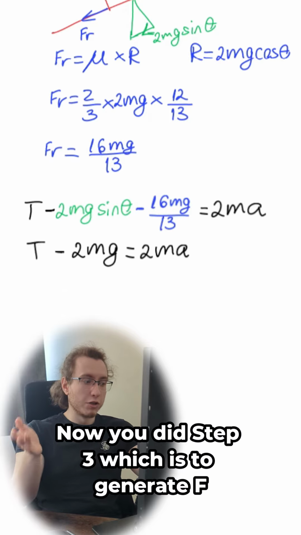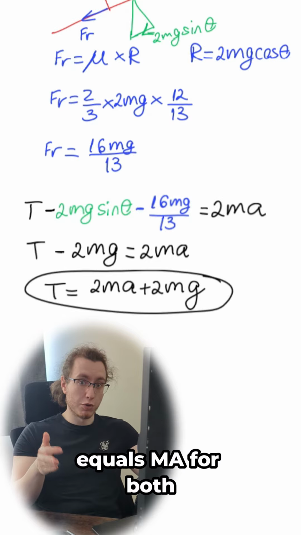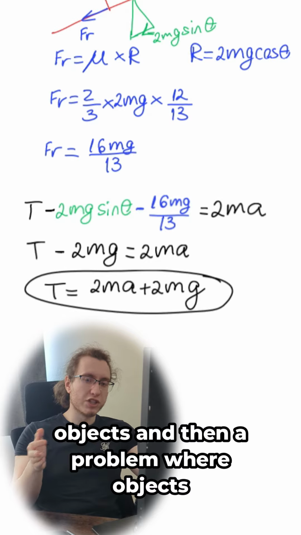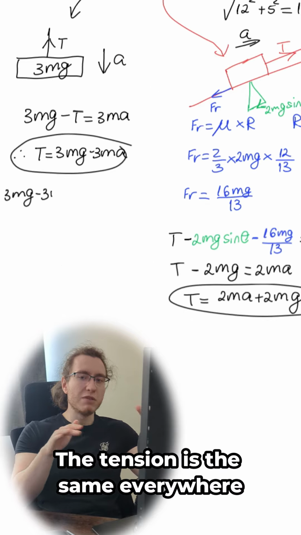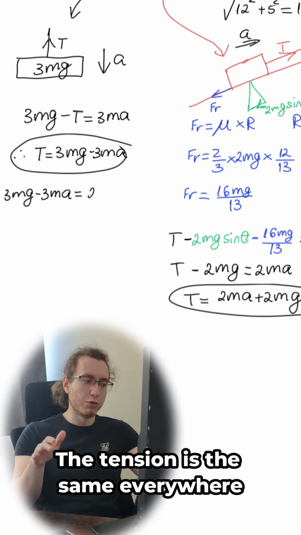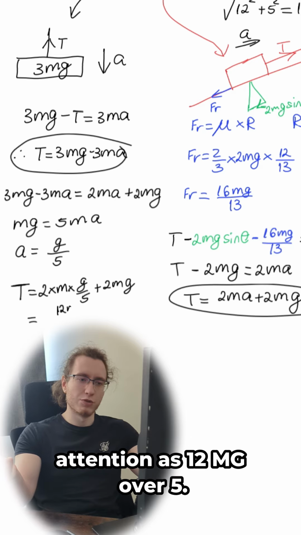Now, you did step 3, which is to generate F equals ma for both objects. And in a problem where objects are connected, the tension is the same everywhere. So make the tensions equal to each other, find the acceleration, and substitute it into either of the equations to get your tension as 12 mg over 5.